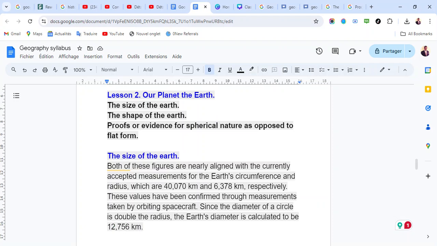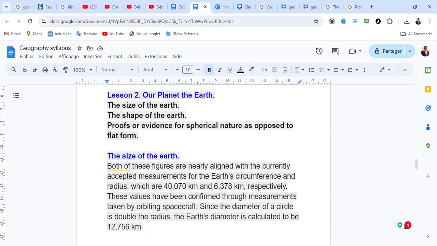Both of these figures are nearly aligned with the currently accepted measures for the Earth's circumference and radius, which are 40,007 kilometers and 6,378 kilometers. So mark this very well because we're talking about the size of the earth, respectively. These values have been confirmed through measurements taken by orbiting spacecraft.